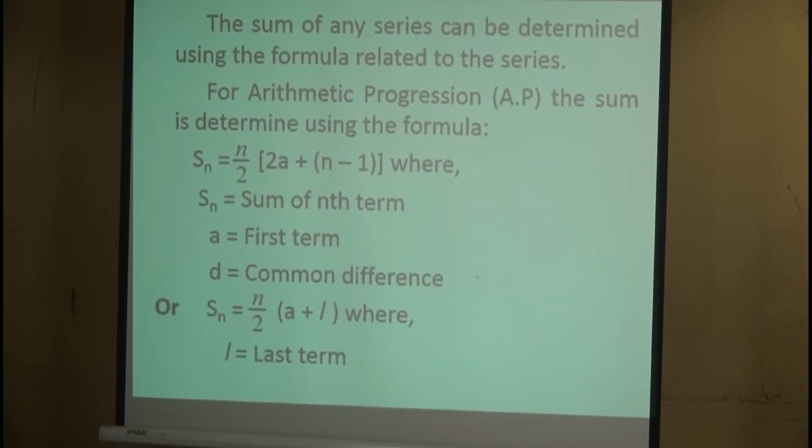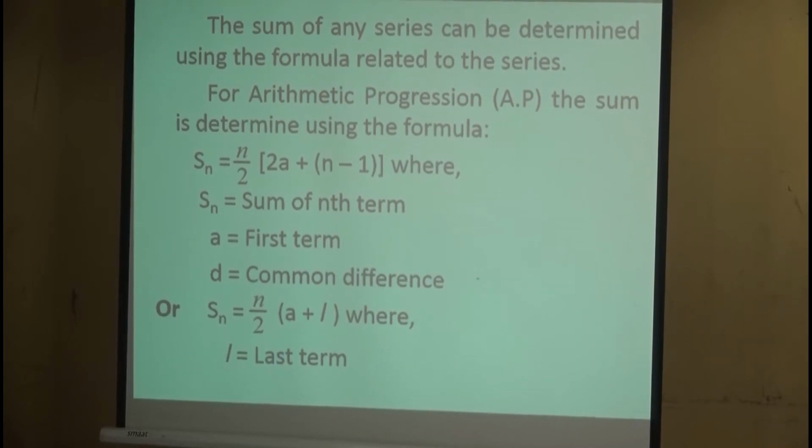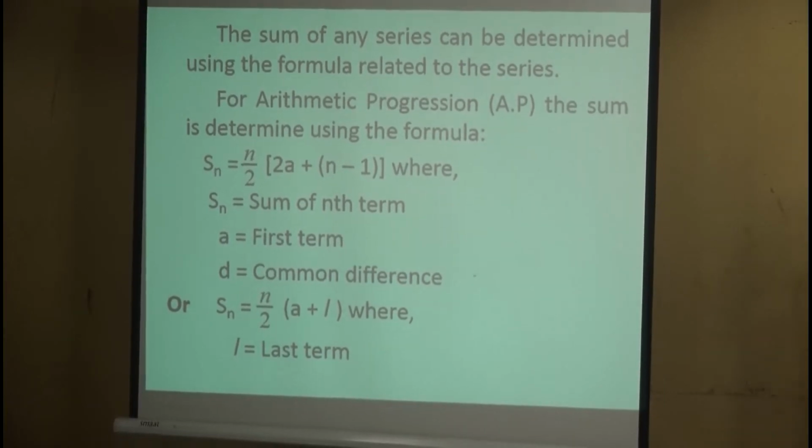The sum of any series can be determined using the formula related to the series. For arithmetic progression, AP, the sum is determined using the formula: sum of n terms equals n over 2 bracket 2a plus (n minus 1) d.